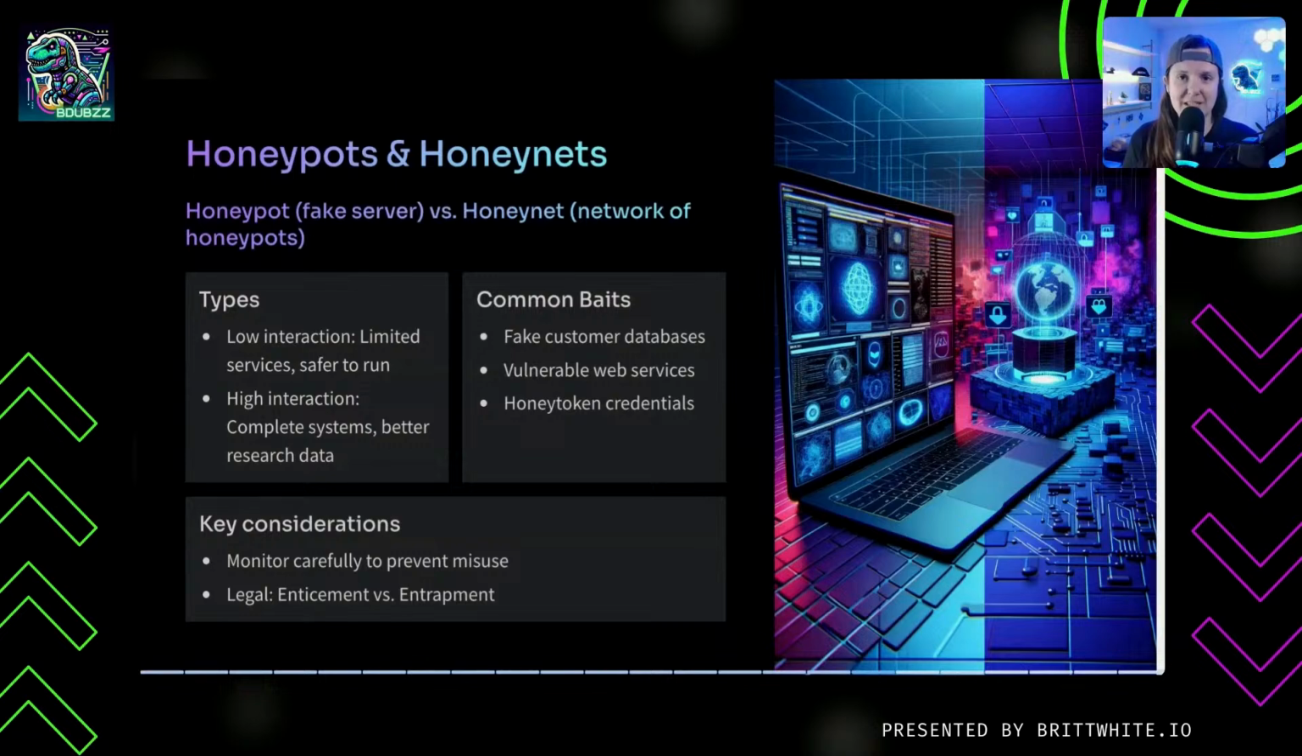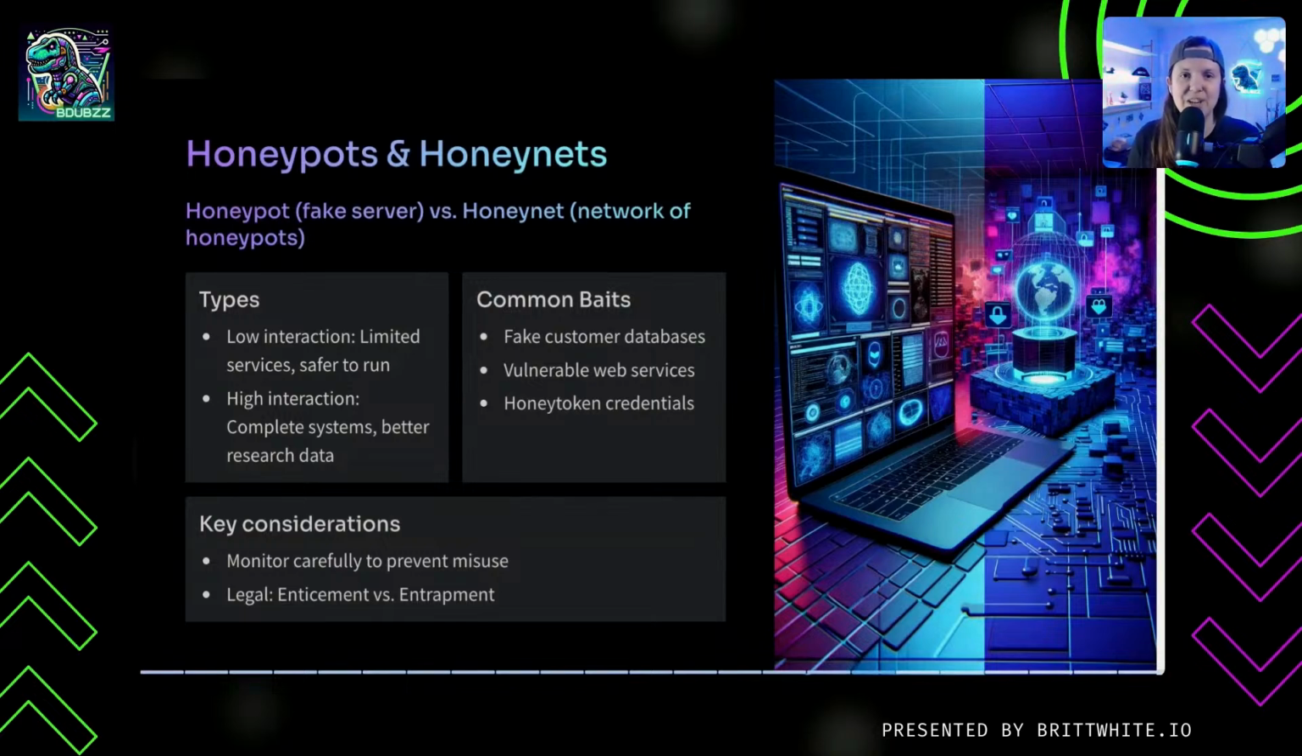Organizations typically monitor these traps using sophisticated logging systems and analysis tools to track every move attackers make. But here's the catch. If they're not locked down properly, attackers might use them to jump to our real systems. Now, we do have to be aware of the ethical and legal side of these tricks. While enticement or luring an attacker who is already inside our network is fine, entrapment, which is tricking someone who might not otherwise have committed a crime, is illegal.